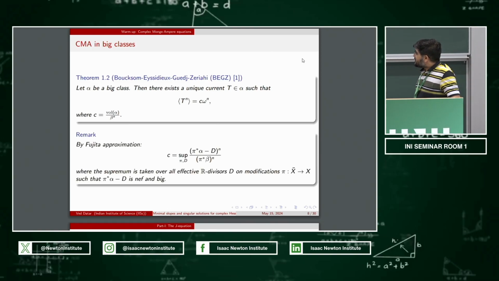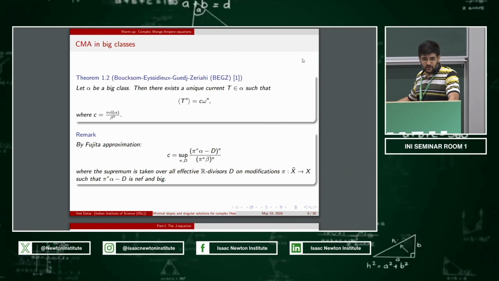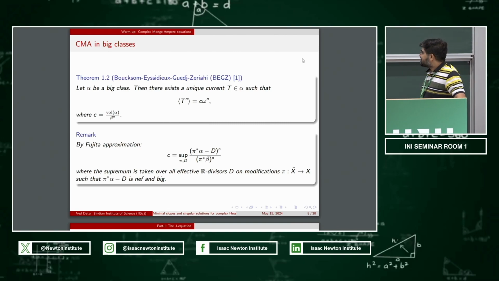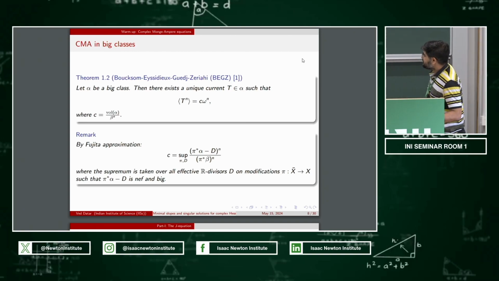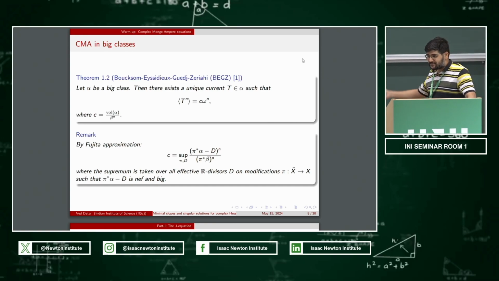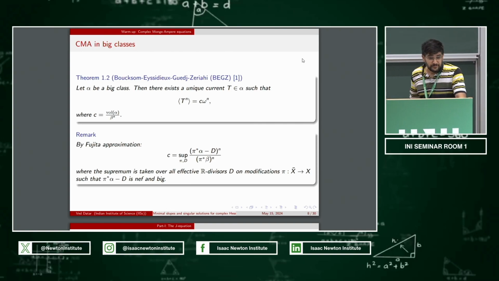A remark is that by the Fujita approximation, or more specifically the transcendental version of Fujita's approximation due to Boucksom, one can actually write this C as a supremum of these quotients, where you take the supremum over all possible modifications of X and all possible effective divisors D, so that pi star alpha minus D is nef and big. So this is the main motivation for us to define an invariant that I'm going to define shortly.